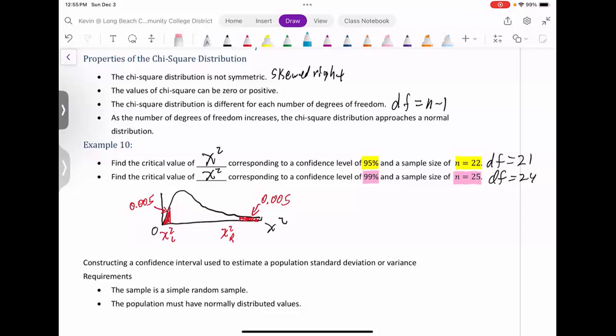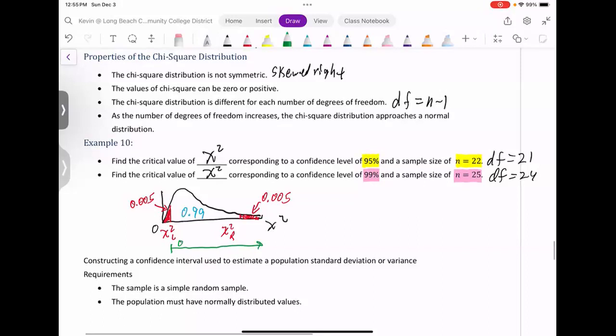Now I want to again be clear. The area to the right of my chi-squared left is 0.99 plus 0.005, or 0.995, degrees of freedom of 24.